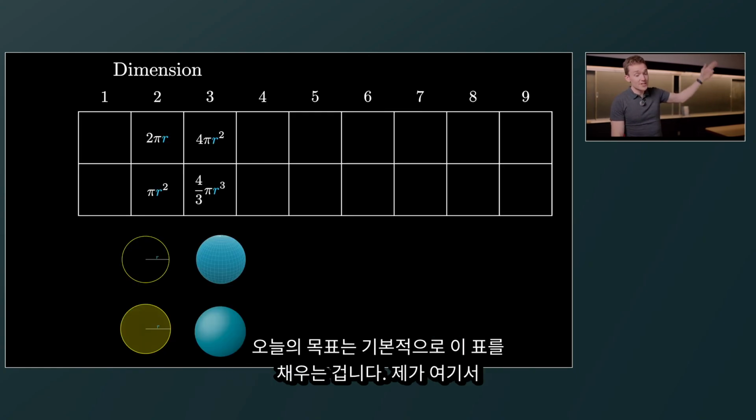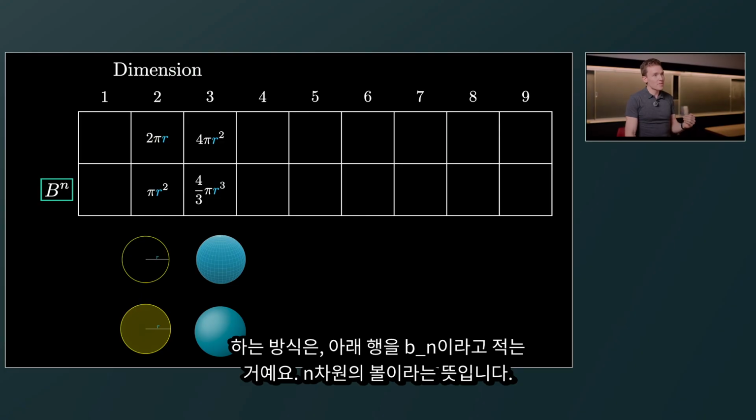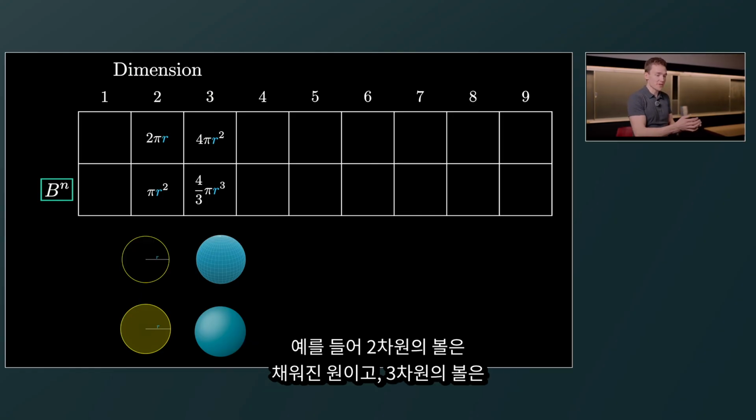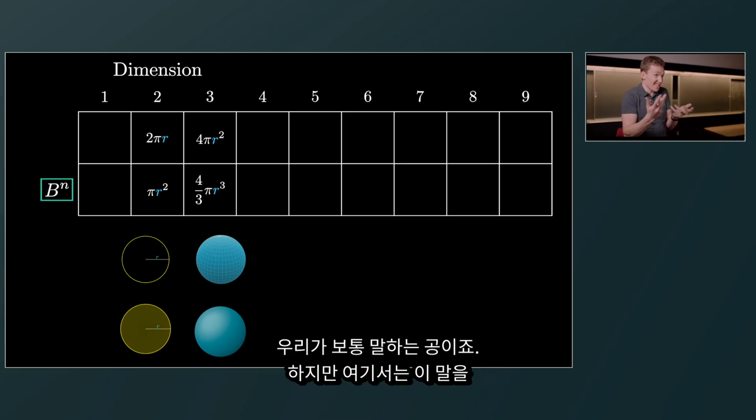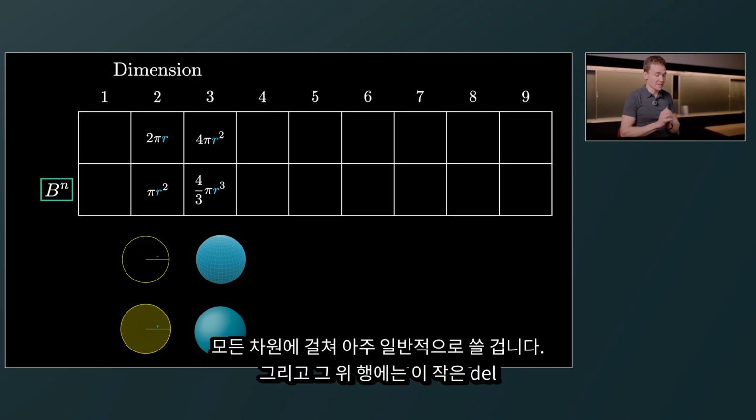I'm going to put them inside a chart, and our goal today is basically to fill out this chart. So the way I'm orchestrating this, I'm going to label that bottom row Bn, meaning a ball in n dimensions. So for example, a ball in 2 dimensions, that's a filled-in circle. A ball in 3 dimensions, that's the thing we would usually call a ball. But we're going to use this as a very general term across all the dimensions.